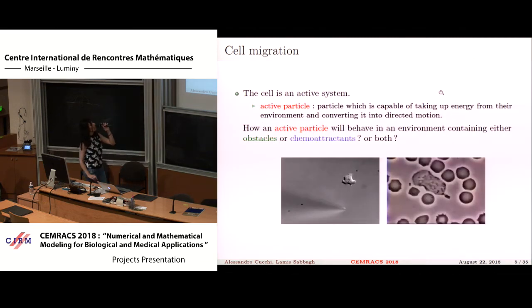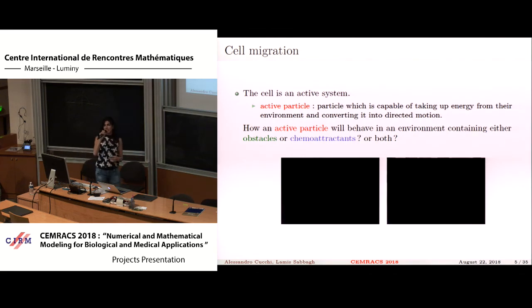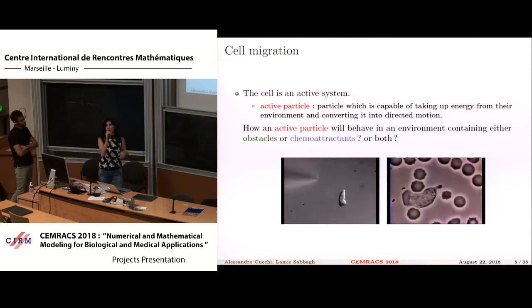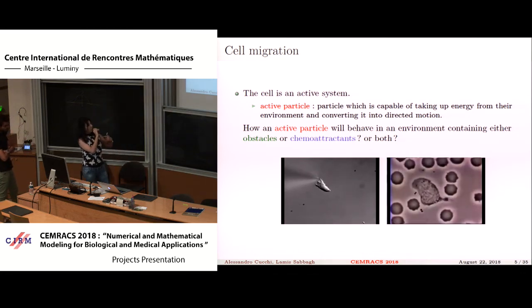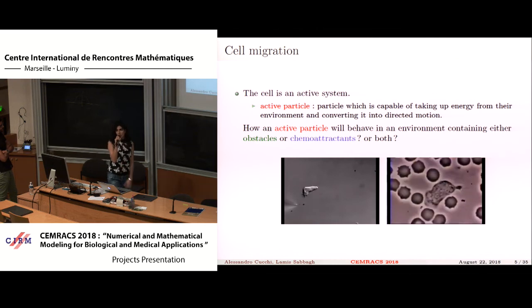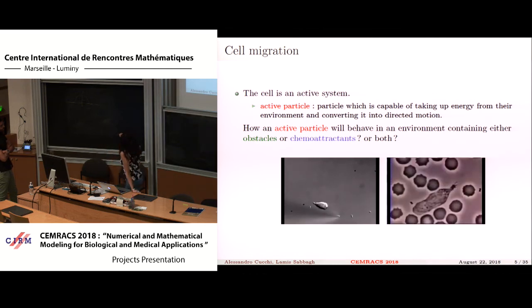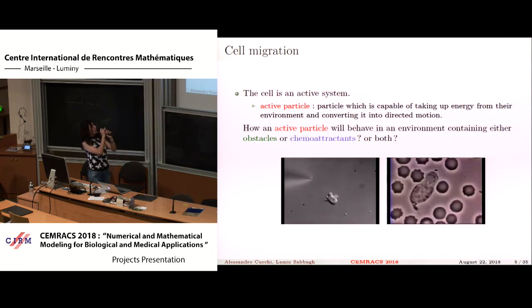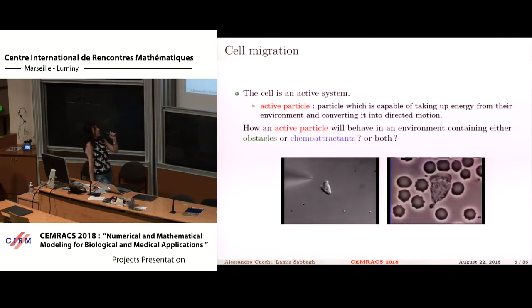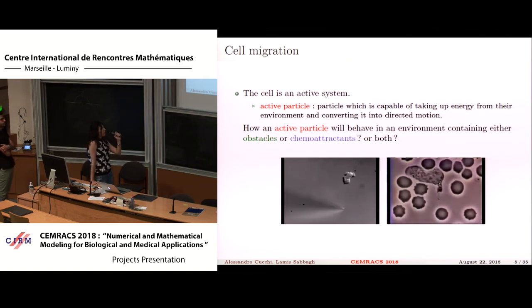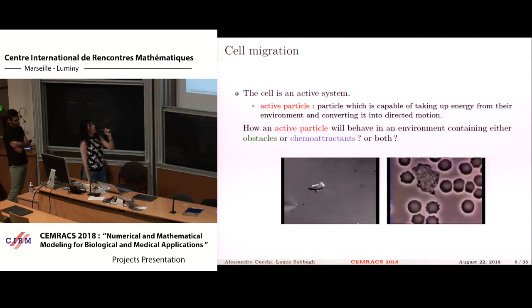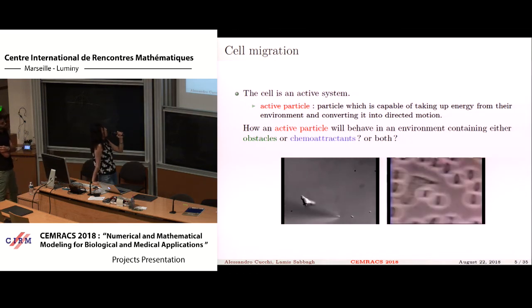So the cell is an active system in the sense that it can take energy from the environment and convert it into directed motion. In this project, we are interested in the influence of the environment on cell migration. So how can the environment affect the cell migration? In particular, the effect of chemoattractants or the presence of obstacles in the environment. How can this affect the behavior of cells?